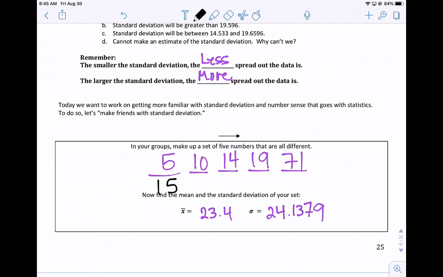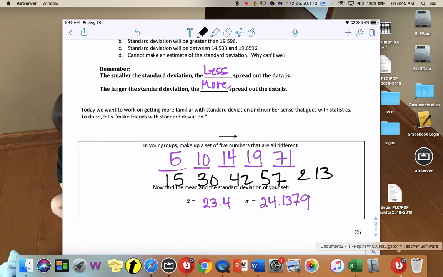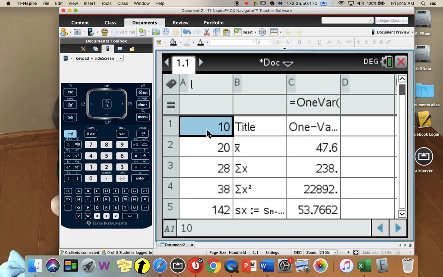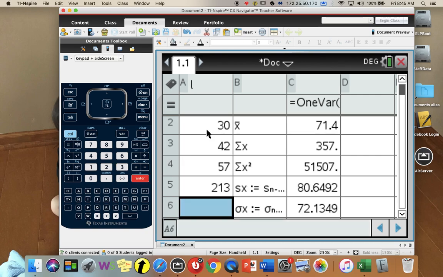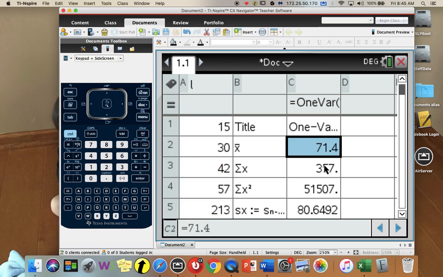So 15, 30, let's do 14 times 3, 42, 19 times 3, 57, 71 times 3, 213. Okay, so let's check this. I still type at my, okay, so I have 15, 30, 42, 57, 213. Okay, so we should expect that the average tripled.